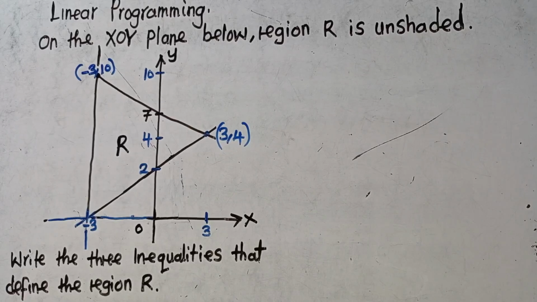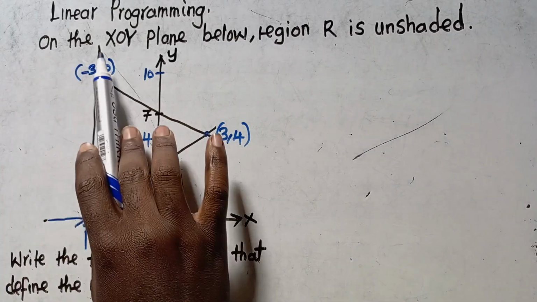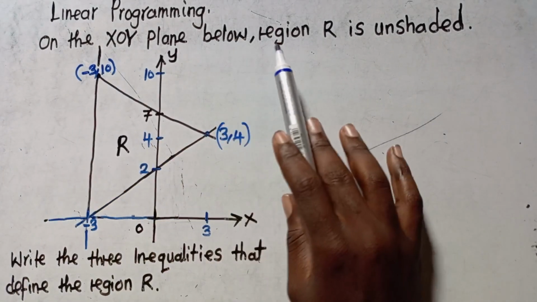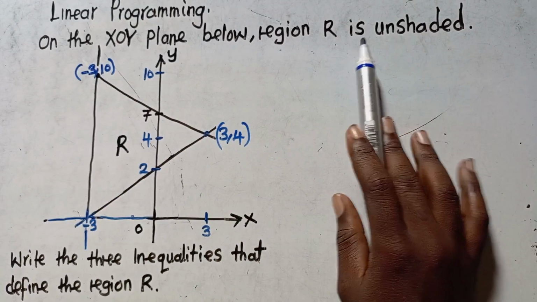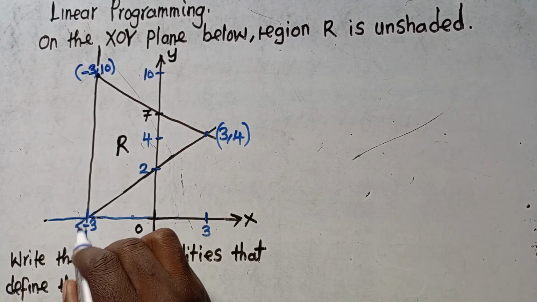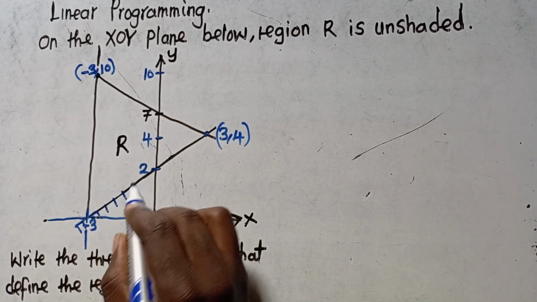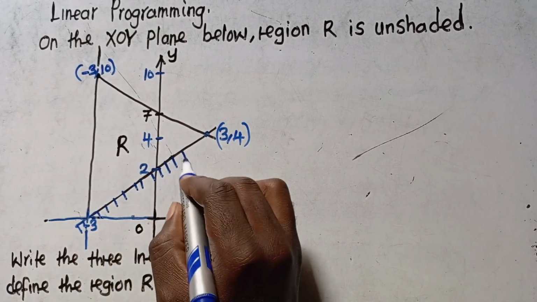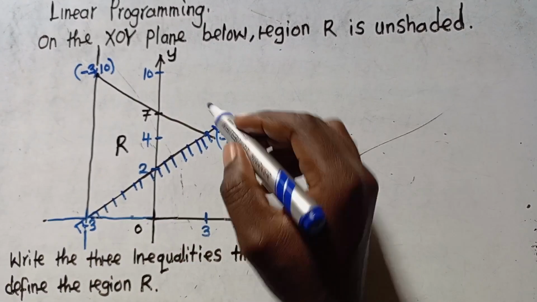Hello, this is a simple question under linear programming. How can we answer this particular question? On the x-y plane below, region R is unshaded. So this region is unshaded, meaning that this part here is shaded so that we leave region R unshaded.